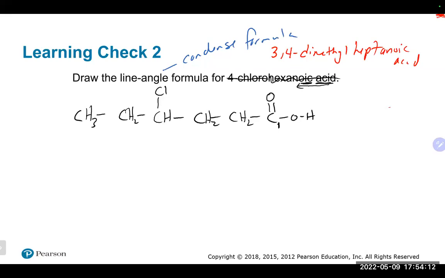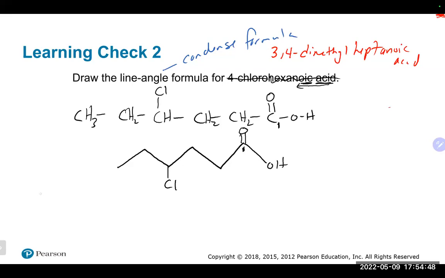Now, if we were going to do the line structure here, again, it's 6: 1, 2, 3, 4, 5, 6. We could go down to an OH there. And we should still have 1, 2, 3, 4, 5, and 6. So again, this would be carbon number 1 here, and 2, 3, and 4 would look something like that there. Any questions on that one there?